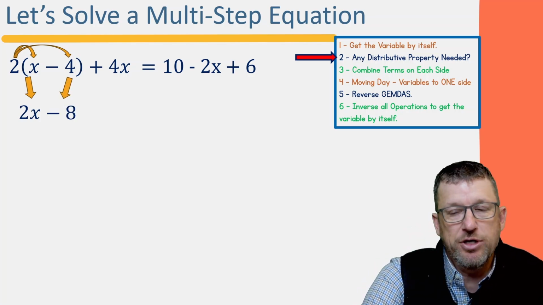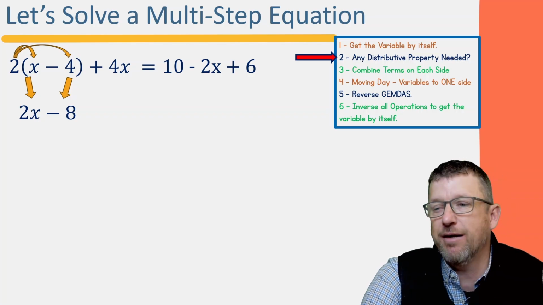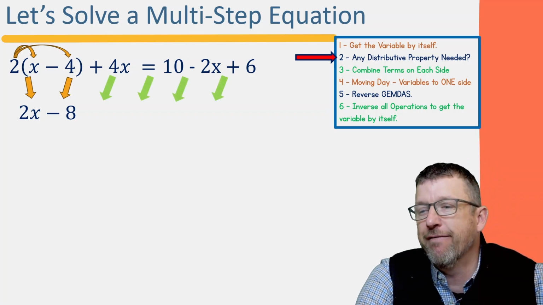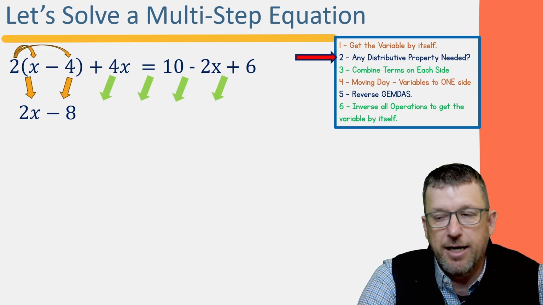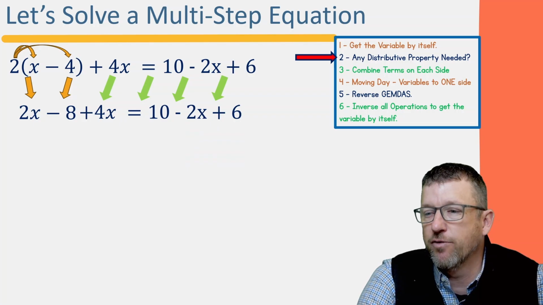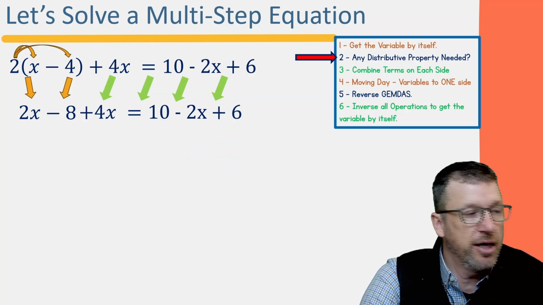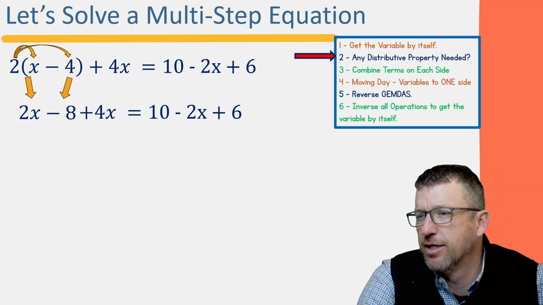And every time after you do a step, this is how you show your work. Every time you do a step, you simply bring everything else back down so you can get to the next step. All right, so I'm just going to bring all that back down. I brought the 4x equals 10 minus 2x plus 6. Good to go. All right, any more distributive property? No, there's not. So we go to the next step.